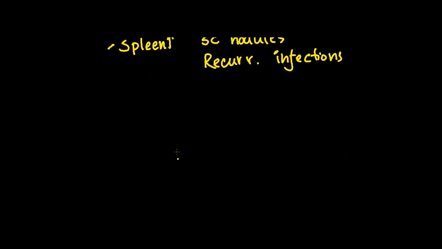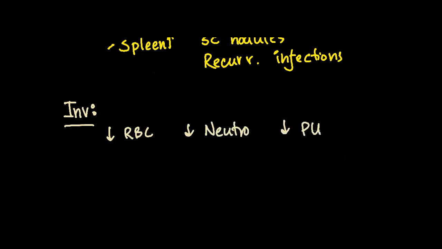And if we dive deeper, if we do investigations in this patient, what will be the investigation findings? First of all, as the patient has hypersplenism, overactivity of the reticuloendothelial system, the spleen will engulf the cells. So what happens? Decrease in all cell counts. So decrease in the RBC count, decrease in WBC count, especially the decrease in neutrophil count, and decrease in platelet count. So the patient will have pancytopenia.